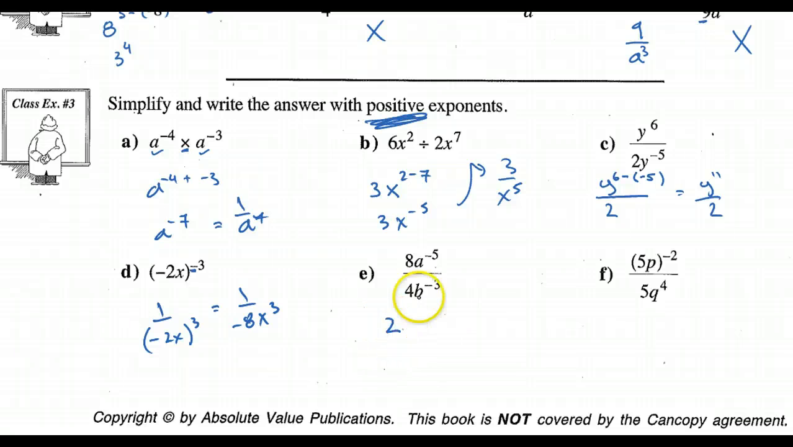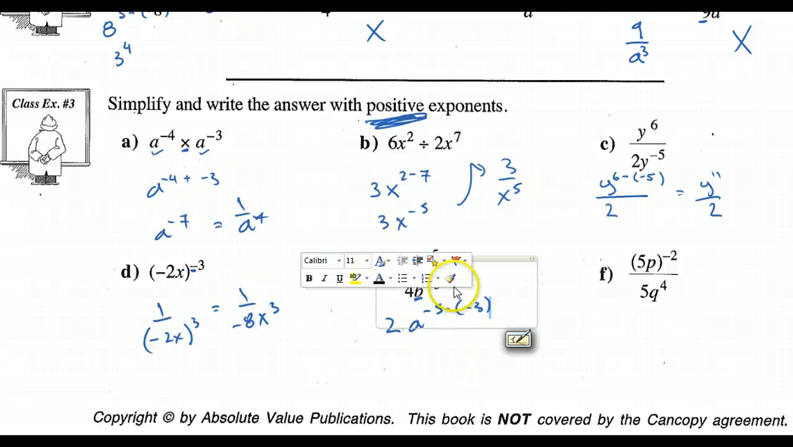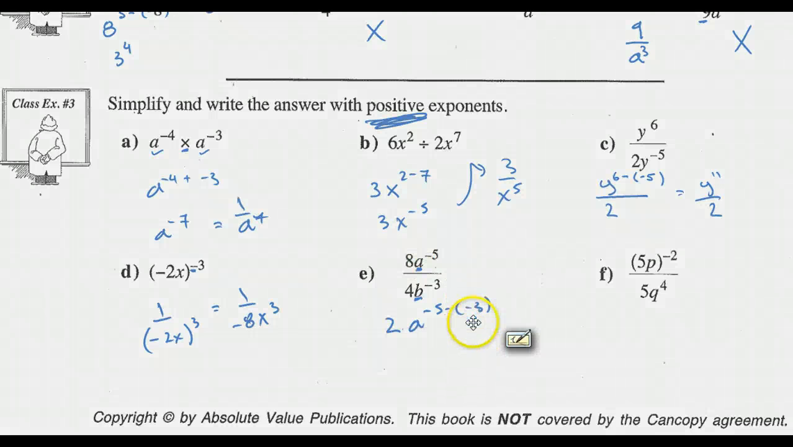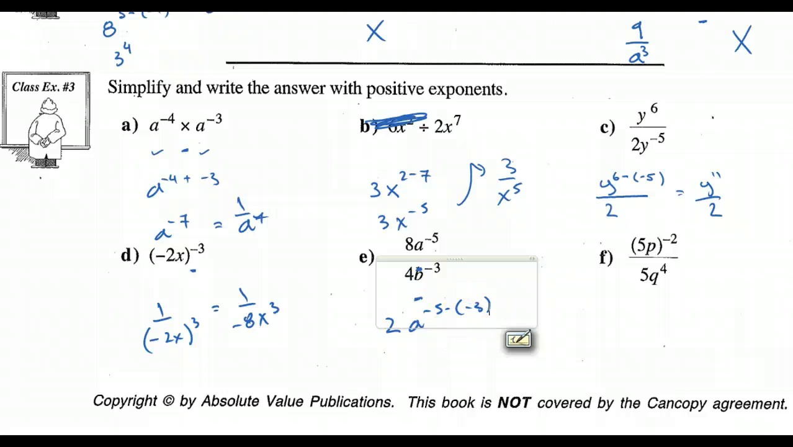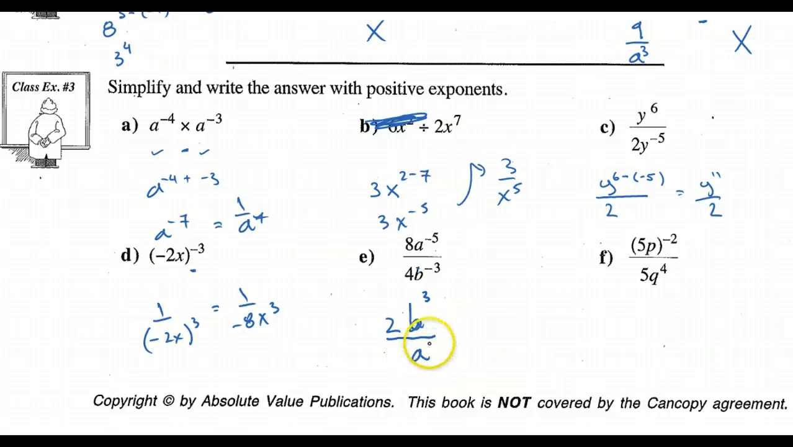8 and 4 become a 2. A to the negative 5 minus negative 3. Oh, whoa, whoa, whoa, Mr. Vidich, slow down here. That's a B, that's an A. We can't do those, so we're just going to change the exponents to positive exponents. So a to the negative 5, b to the negative 3, they're just going to flip-flop around. The b is going to come up, and the a is going to go down below.